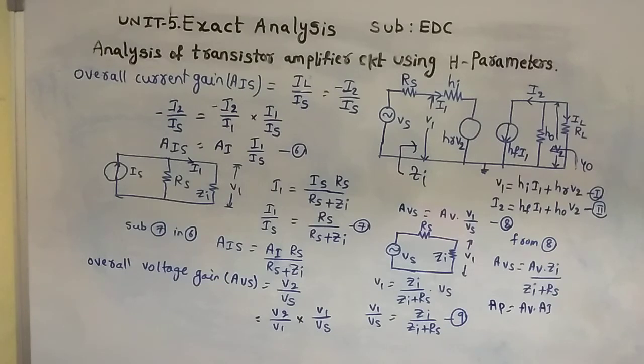If they ask for the CE configuration, you can write all the formulas, then in place of Hi, Hr, Hf, Ho, you write Hie, Hre, Hfe, Hoe. Then you will get the CE configuration. Similarly, for common base configuration, if they ask for exact analysis, you can go for Hfb, Hob, Hrb, and write them in the final formulas. That is the only difference. This derivation is common for all CE, CB, CC configurations; only the H parameters change. This is a very important and compulsory question. Thank you.